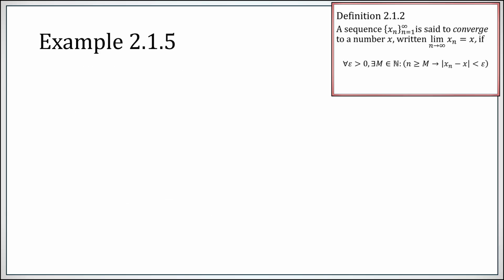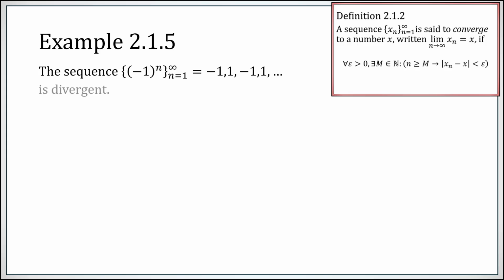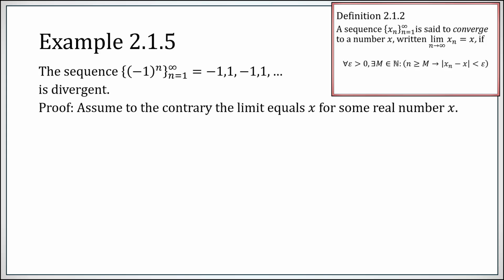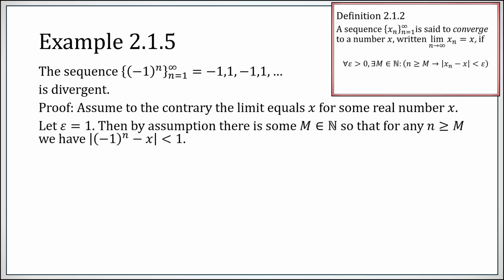All right, let's take a look at another example. We still have the definition of a sequence converging up in the upper right for reference. Let's look at the sequence (-1)^n. So it goes minus 1, positive 1, minus 1, positive 1. We claim this doesn't converge at all. It's divergent. So assume to the contrary that the above definition does hold for some choice of real number x. So we're assuming to the contrary that this is a true statement for some number x.